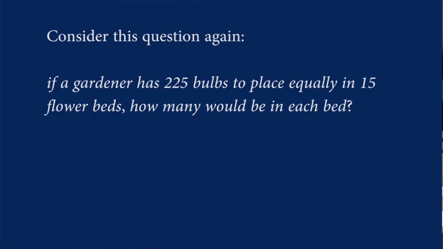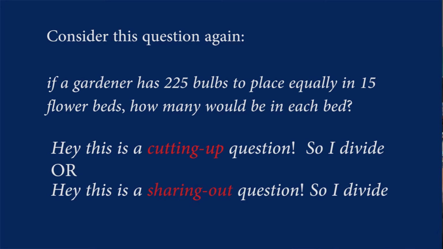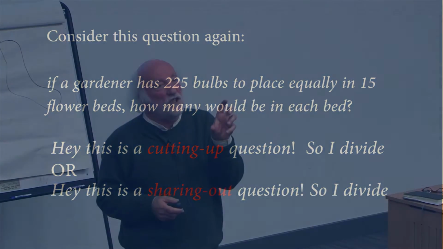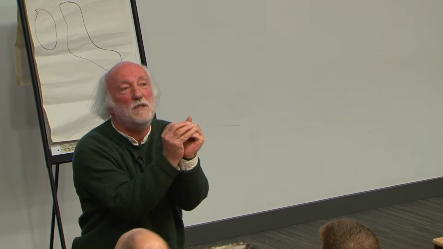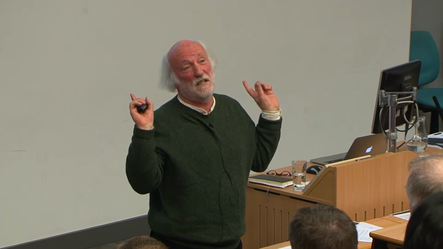Consider that question again. The gardener's got 225 bulbs to place equally in 15 flower beds. What should the gardener do? If the student says, hey, this is a cutting up question, she'll know to divide. If the student says, hey, this is a sharing out question, she'll know to divide. But unless she's got that link, unless she's formed a concept for division linked to prior learning in a way that's mathematically sound, she's not going to have functional learning. And one of the worries I have is that when we teach students mathematics, I'm giving a maths example here, but I could have chosen any subject on the planet, just that we wouldn't all be familiar with it.